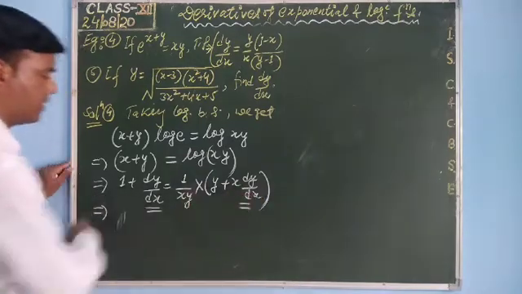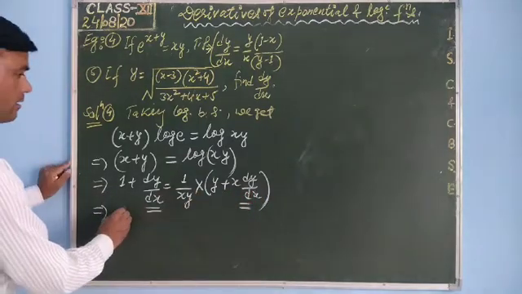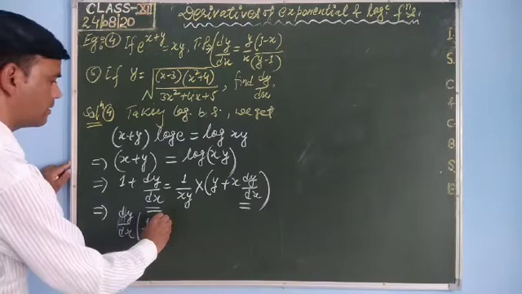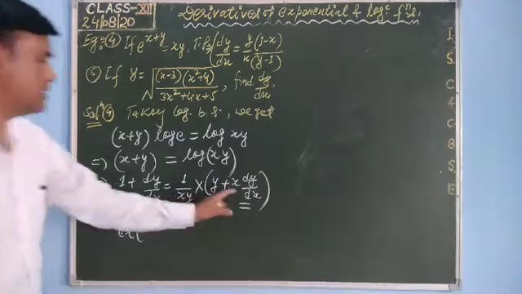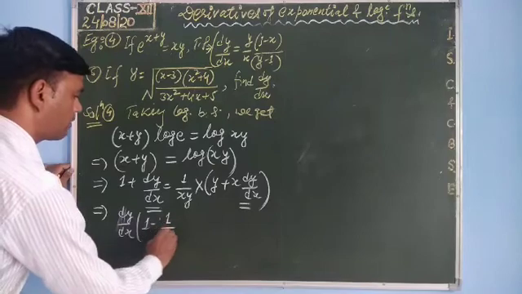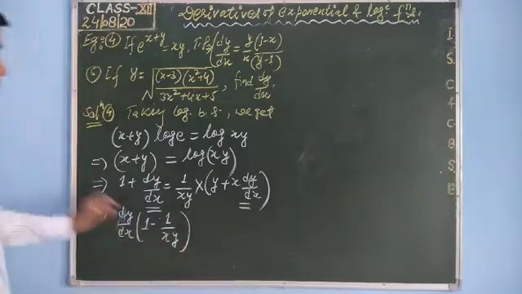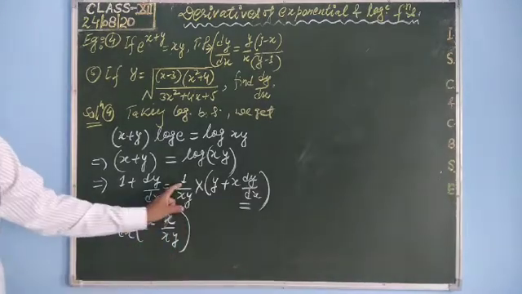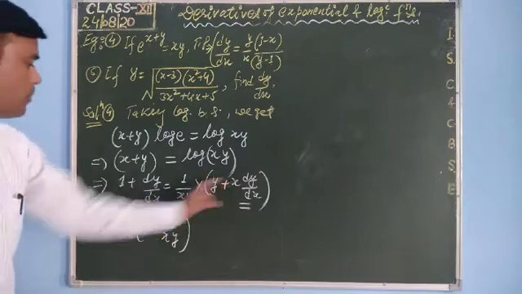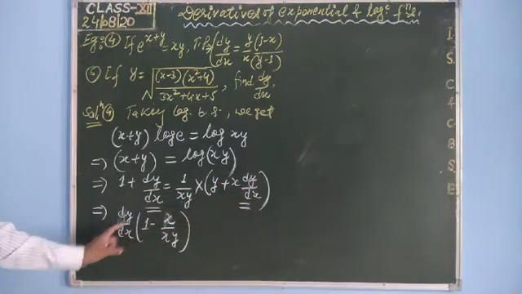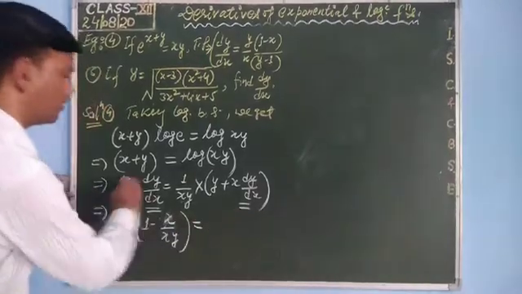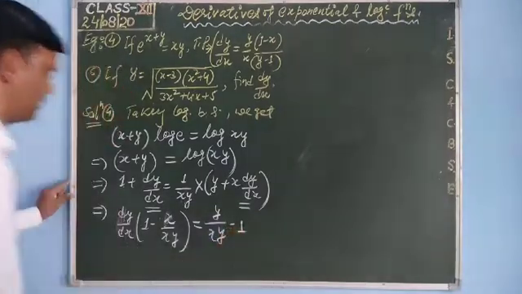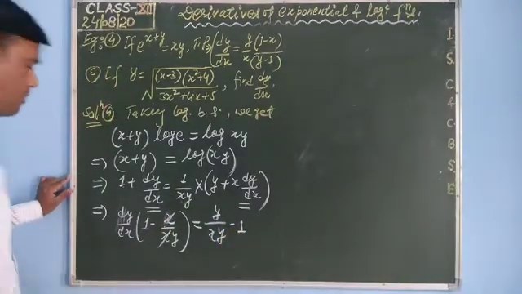If we shift this to the right side, we get dy by dx into (1 minus x upon xy). Multiplying inside, we get 1 upon xy into y, and also x upon xy into dy by dx, and here is 1. Shifting this 1 to the right side, we get y upon xy minus 1. So this x will be cancelled out by this x.